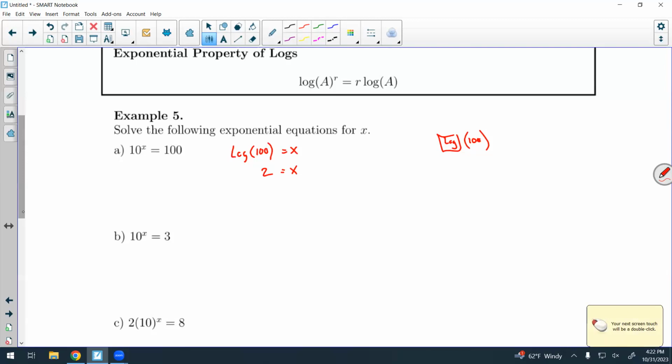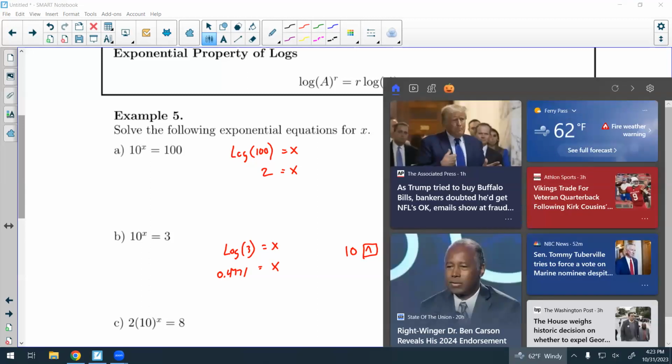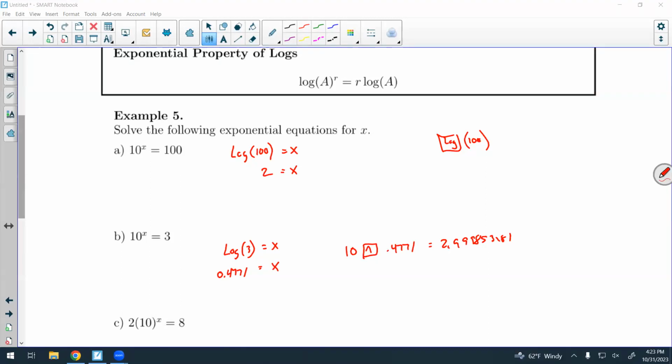This one translates to the log of 3 equals x. So I have log of 3 equals. So x equals 0.4771. And you can test it. 10 to the 0.4771, and I get 2.99983181 in there. That's because I rounded, that it doesn't come out perfectly even. So far, so good?